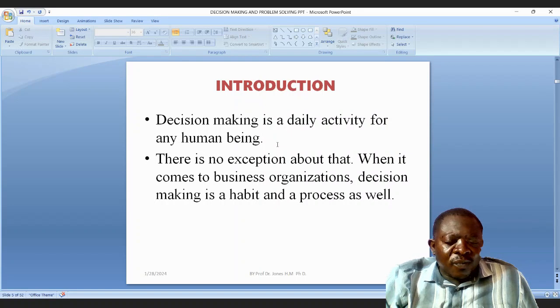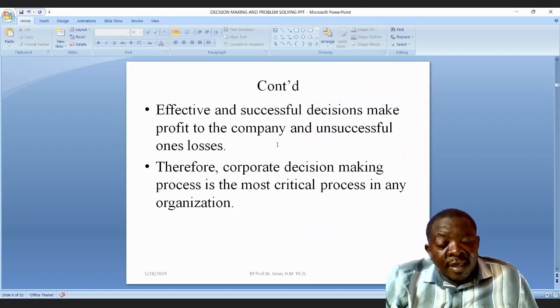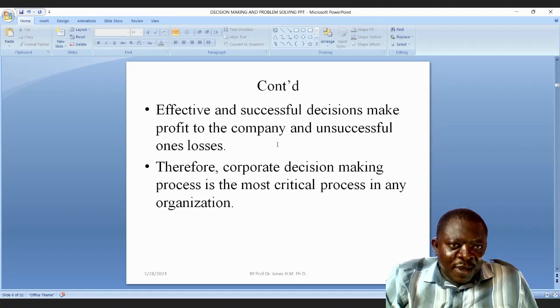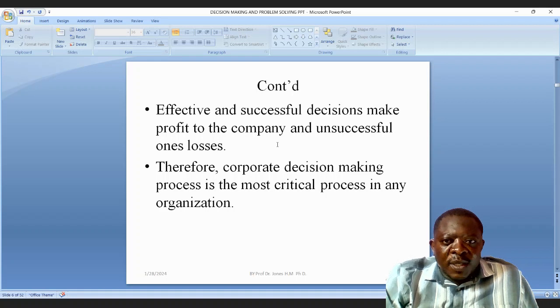Within each and every day of your life you make a decision, but in an organization, decision making is a habit, but you need to follow certain prescribed steps. The effectiveness and success of any decision that we make is going to determine the profits that we are going to realize as an organization. And if it is not successful, it is going to bring about losses. Therefore, the corporate decision making process is the most critical process in any organization.